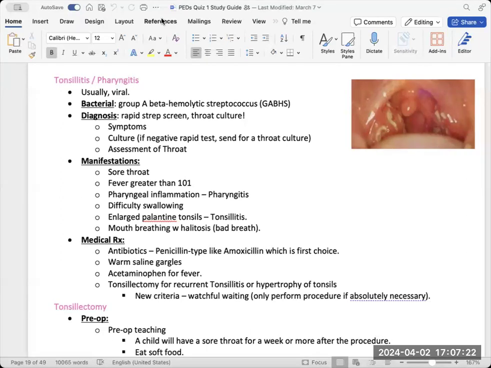But the first respiratory disorder is tonsillitis. It could also be called pharyngitis. It's usually viral, especially for children, but it could also be bacterial. And if it is going to be caused by a bacteria, it's going to be caused by group A beta hemolytic streptococcus. I would know that because she would definitely ask you what bacteria could cause that.